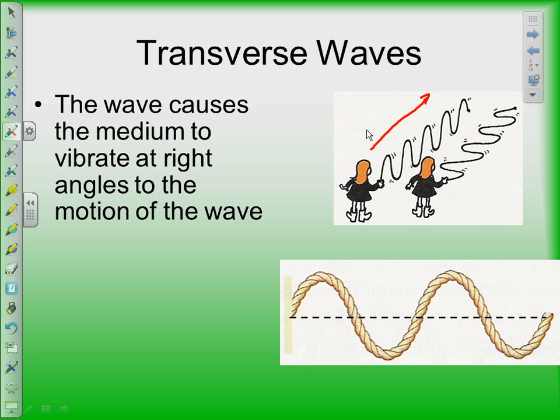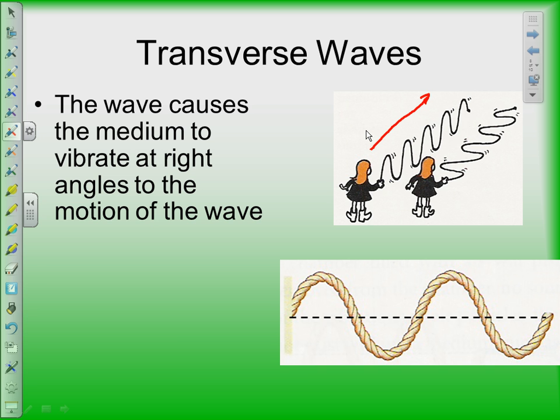The one on the right-hand side is also a transverse wave. As that wave is moving from front to back, or from one girl to the other girl, the rope is going side to side, side to side. That's a right angle as well. It's not the same right angle, but it is a right angle. So both of those would be considered transverse waves.